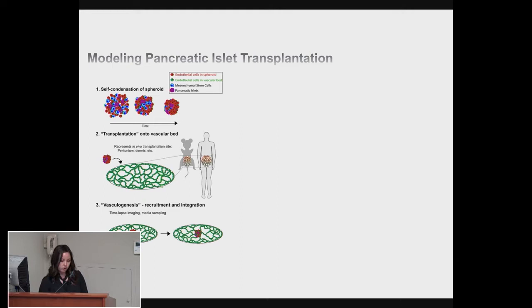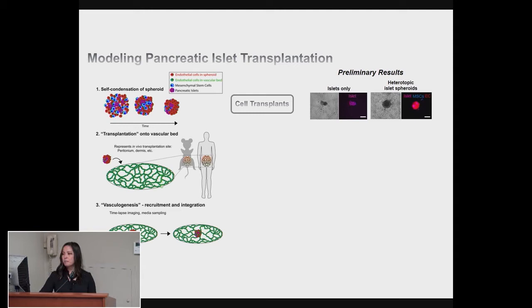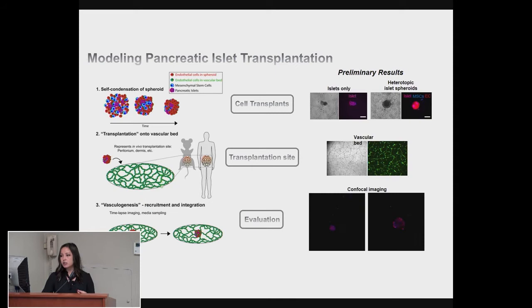So let me go through this quickly since I'm running out of time, but we have preliminary results to show that with islets alone, which is the current strategy, or what's called a heterotopic islet spheroid, which introduces the stem cells and also endothelial cells, we can add this to the transplantation site, which is our vascular bed, and we can start to see some small improvements. This is the islets alone, and then here is what we have when we actually have the heterotopic islet spheroid that's mediated with the stem cells.